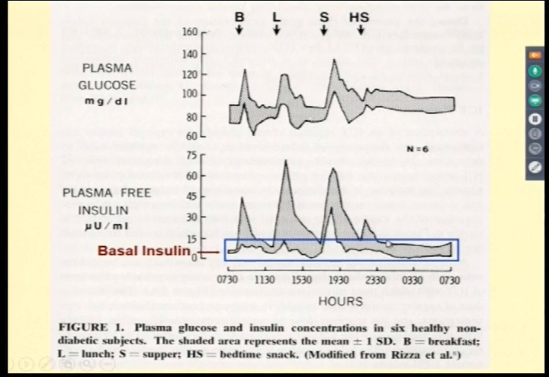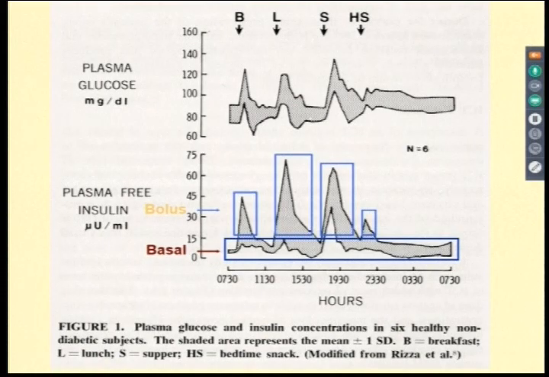So we want to use basal insulin to mimic that. That would be your long-acting insulins. And very simply, bolus insulin. So basal bolus programs.